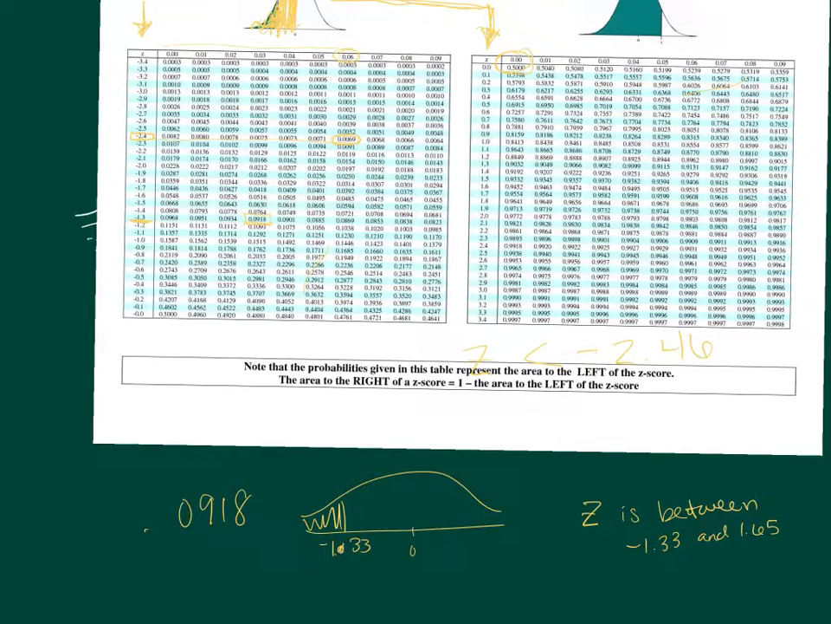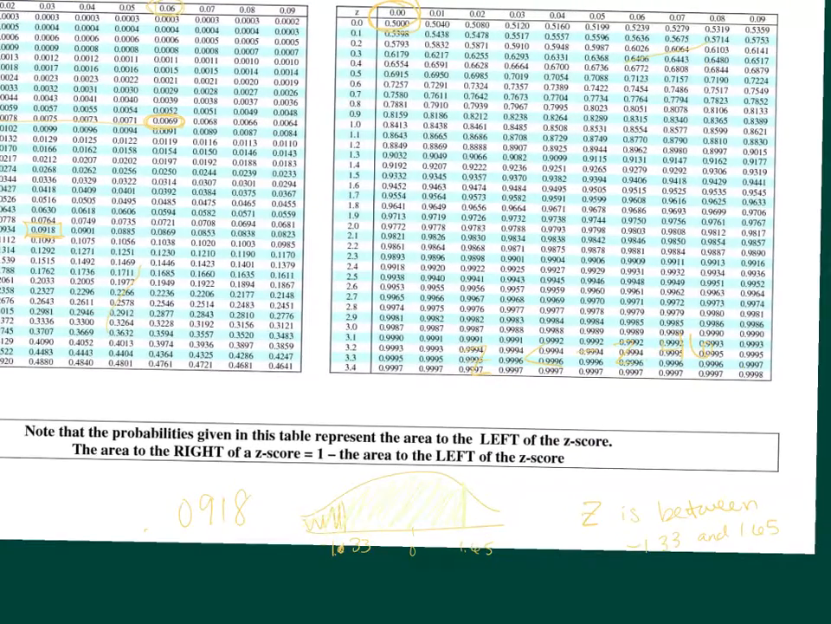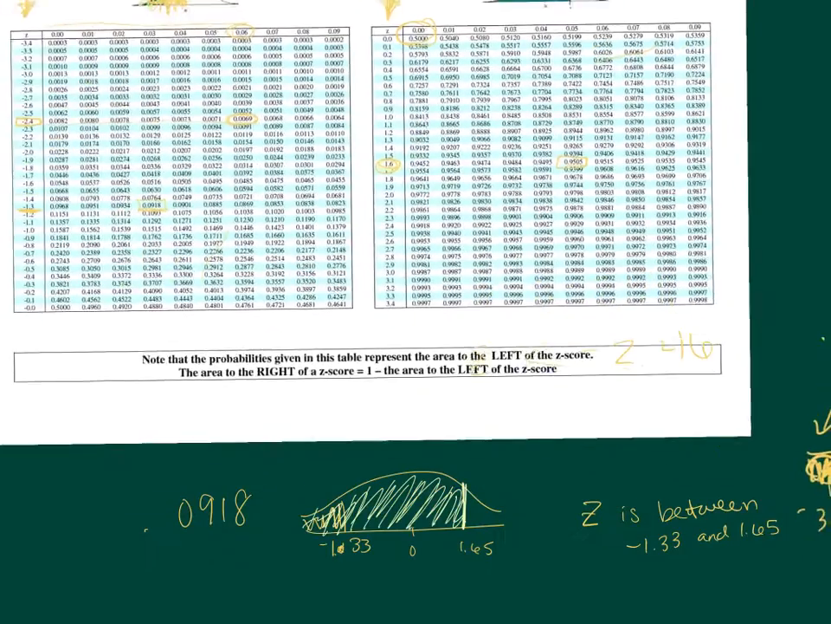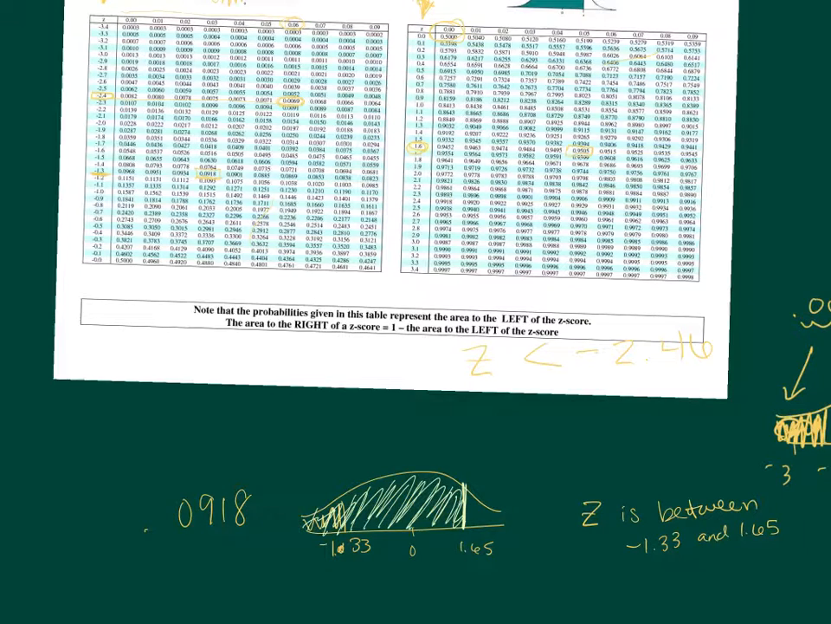Then I'm going to go to the positive section, to 1.65, and I'll shade that in a different color. Again, I'm still shading to the left of my line. Now let's figure out what that gives us. 1.6 is here, and 1.65, the 5 looks to be about right here. That gives us 0.9505. So this green section is actually 0.9505. But I don't want all that. What I want is just in between.